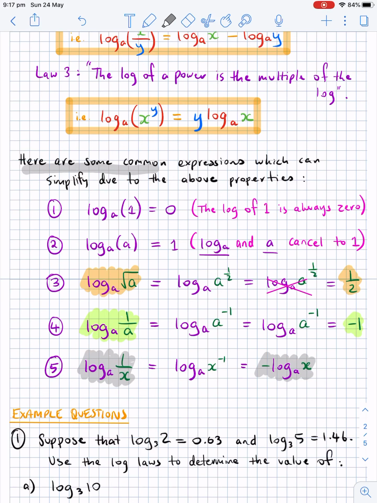Okay, so here are some common expressions which can simplify due to the above laws or properties that we went through. It's really good to take these on board because you're going to see them a lot and you want to be able to simplify them straight away.